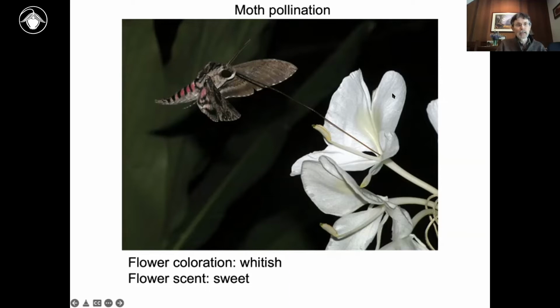They often have white or whitish coloration. They need to be visible under low light conditions. These moths are often most active at dusk or low light conditions. And the flowers of moth plants are famous for producing really wonderful, heavy, sweet scents like jasmine that can carry long distances so the moths can follow those scent trails. And there's no landing platform. Moths are hover feeders, so they don't need to land.